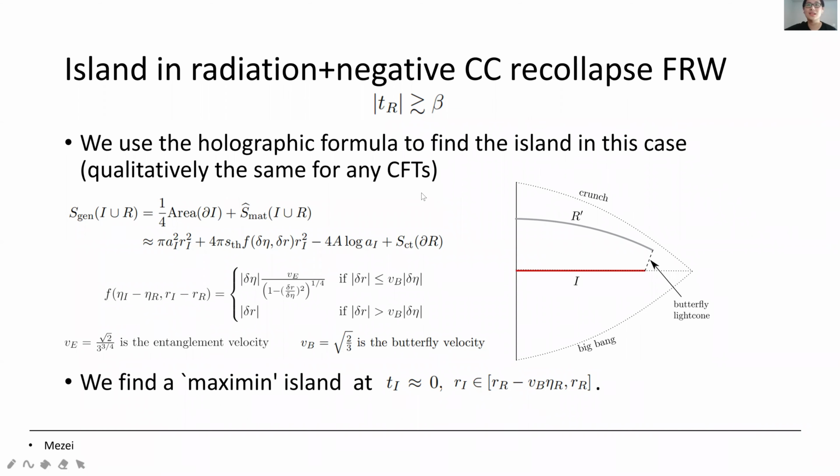So instead of looking at general CFTs, we use the holographic formula, which looks like this. I don't need to know much detail about it, but it just tells you that if you extremize this functional, you see there is a maximum surface, an island surface here. And one interesting thing we find is that whatever this region R is, this island region must be inside the butterfly cone of this region R. So the region R endpoint shoots out a butterfly cone, and the island endpoint must land between this point and the same position where R ends.